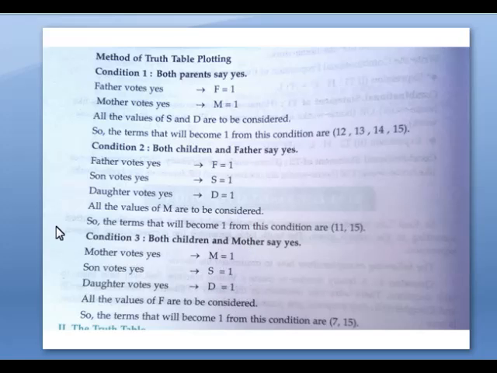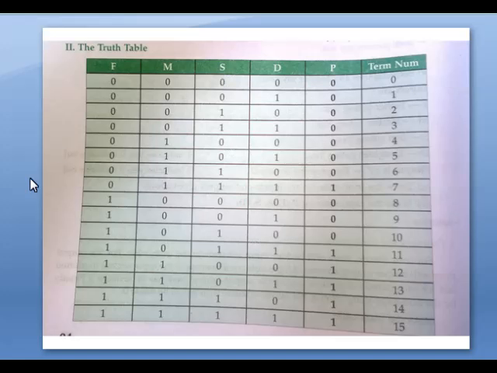Now we are going to see the truth table. How will you draw it? Father, mother, son, daughter, and this is the output. So the terms 0 to 15 you have to use. For 4 variables you have to write the variables: 0 in 4 bits is 0 0 0 0, then 1 is 0 0 0 1, like this. From 0 to 15 you have to write the binary equivalent. So this is the output column.